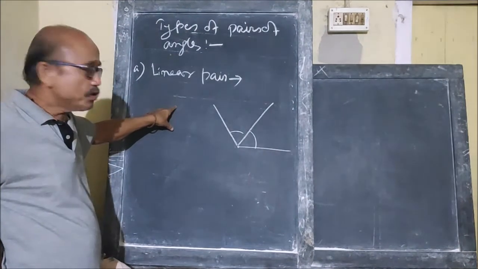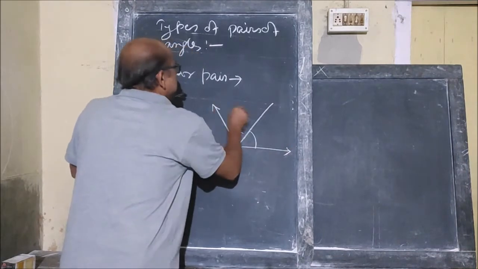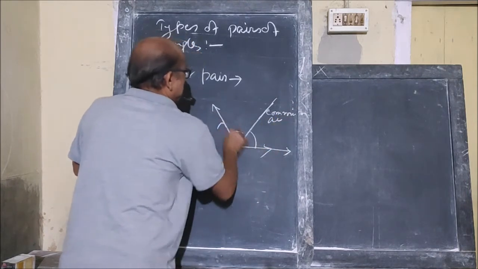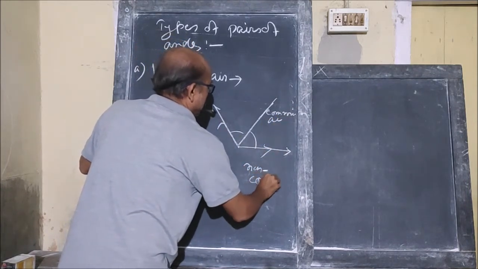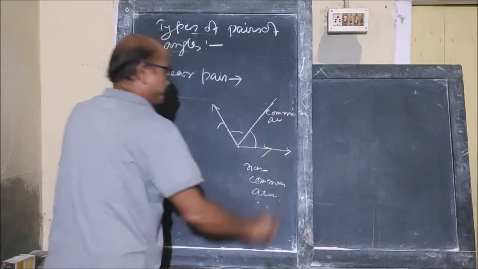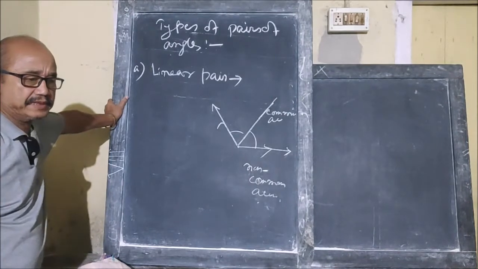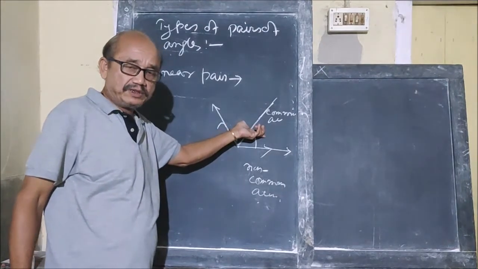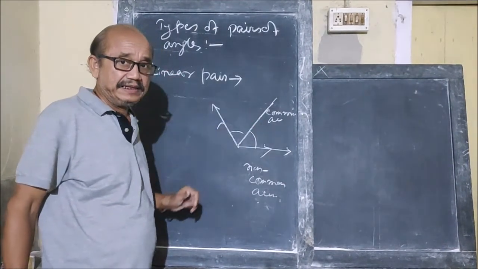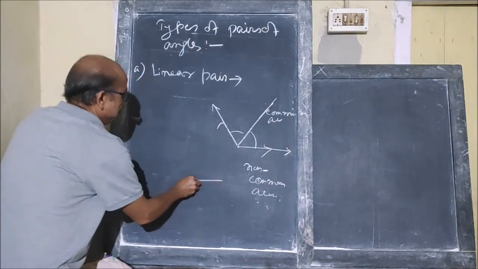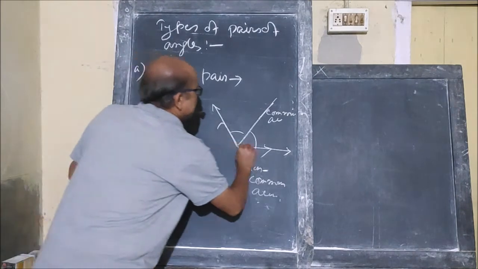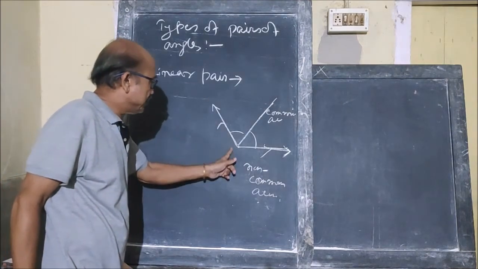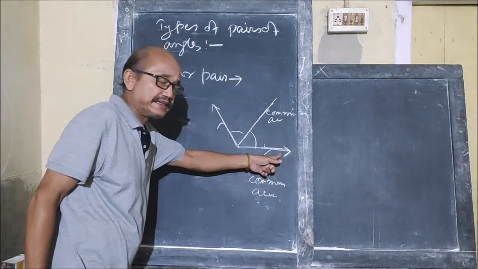If the non-common arms, this is the common arm, and these are the non-common arms, are lying on the same line. But these two adjacent angles are not a linear pair. It will be like this. If this line and this line are not on the same line, why is it not a linear pair? Because the non-common arms are not lying on the same line.